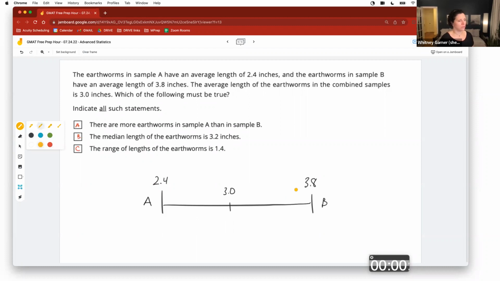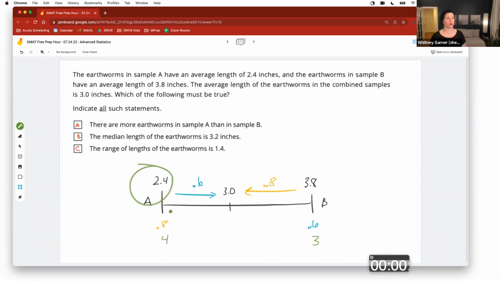That pulls to the left 0.8. That pulls to the right 0.6, for a ratio of amounts as 8:6 or 4:3, which means there are more earthworm A's in the sample. It's closer to earthworm A, right? That distance is closer. And so A, we can show is true, but here is the cautionary tale.